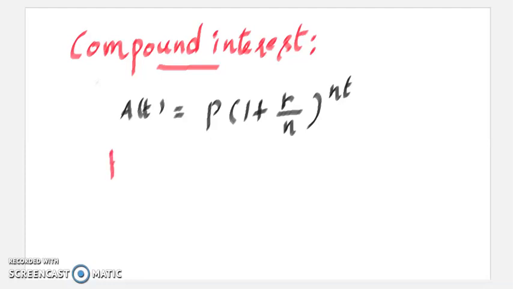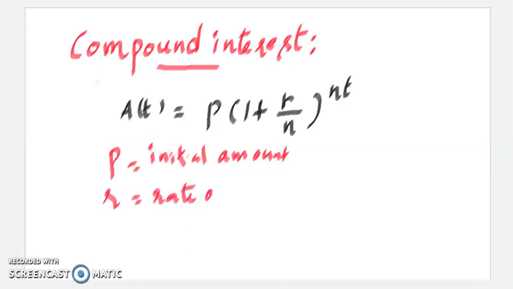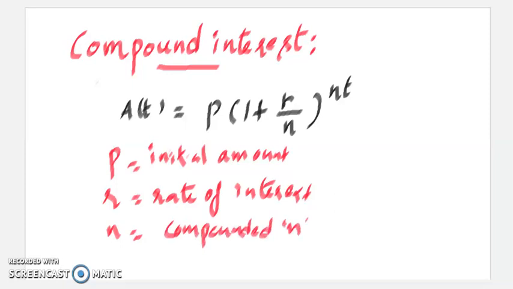Here P is the initial amount, R is the rate of interest, N is the number of times compounded per year, and T is the time interval.